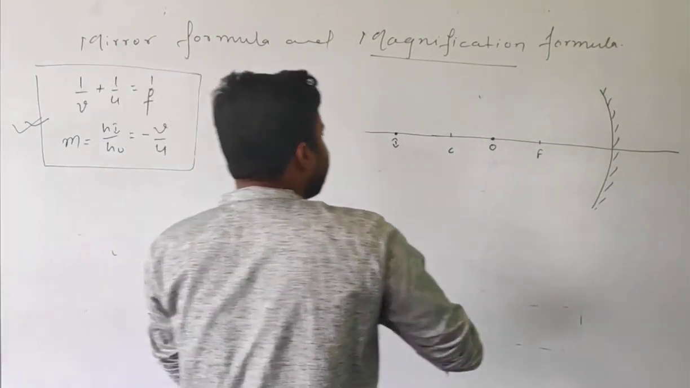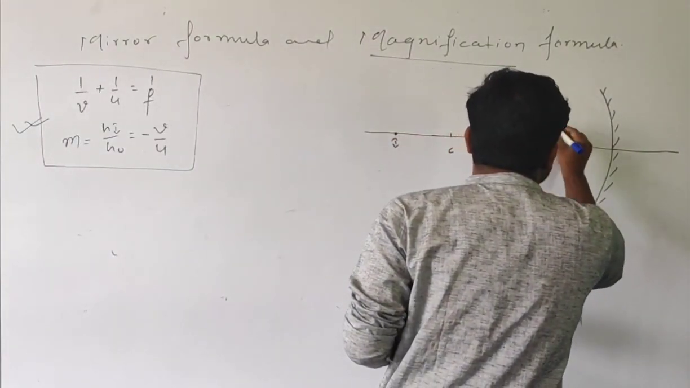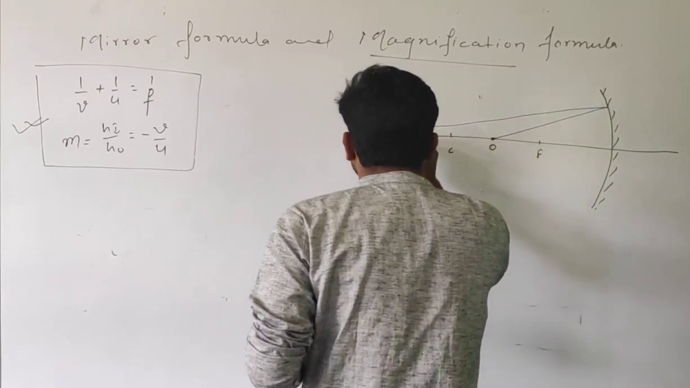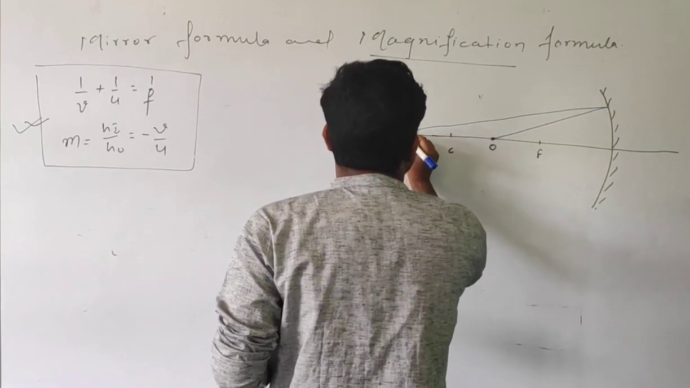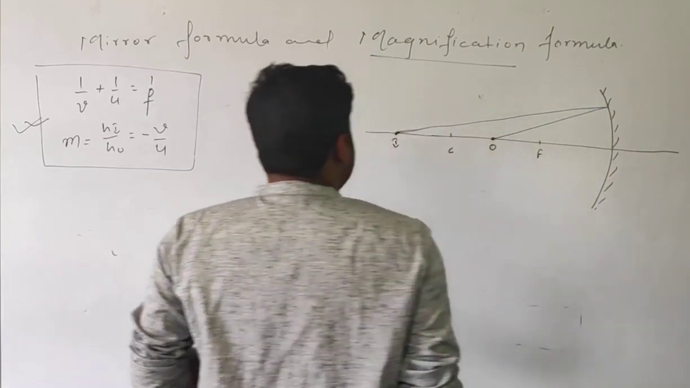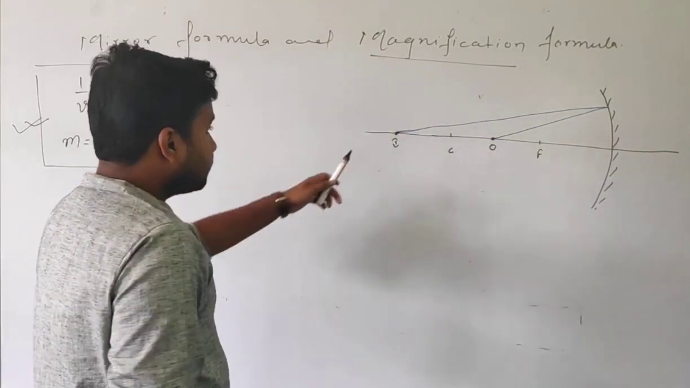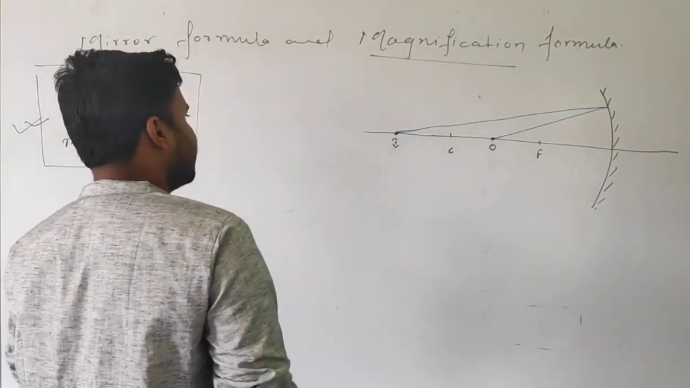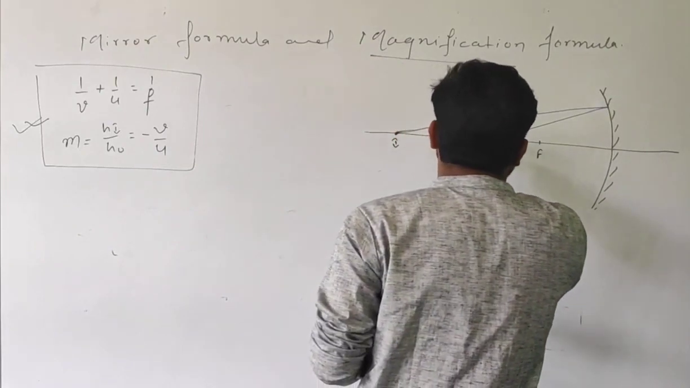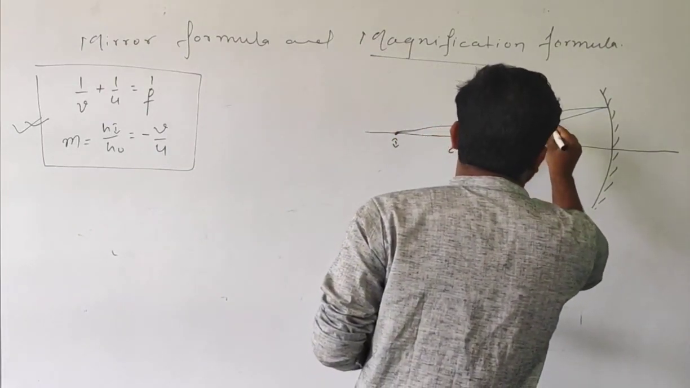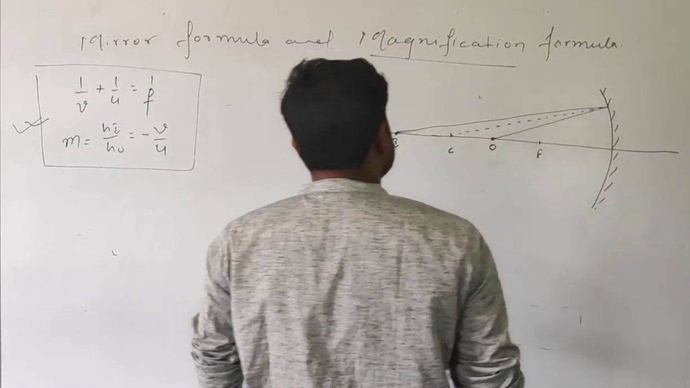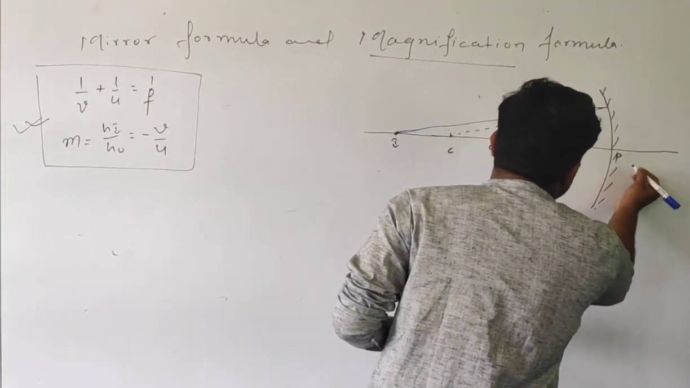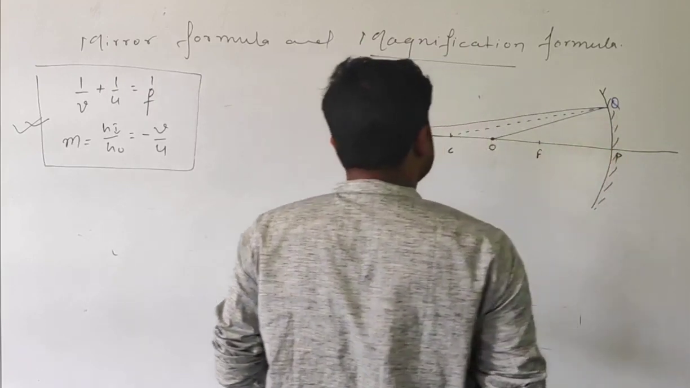If a ray is coming from the object and it is meeting at this point, then only you can say the image will form here. Okay students, and this one is the radius of curvature. I suppose you know here, this one is the pole. I am assuming it's Q.